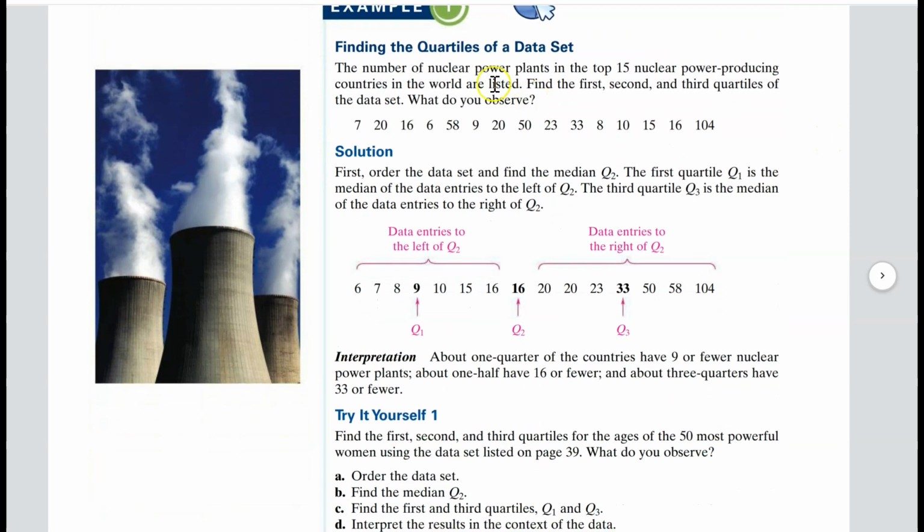All right, we're going to find the quartiles of this data set. Here's the data set. The first thing we have to do is put it in order. The lowest one that I see is 6. The next lowest is 7. The next lowest is 8, and then 9, and then 10. So that's 6, 7, 8, 9, 10.